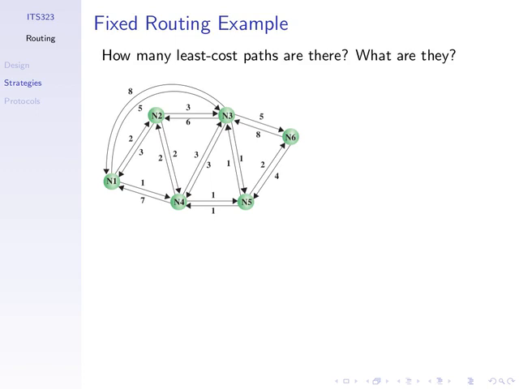Are there any other paths from 1 to 2 with a cost lower than 2? A cost of 1? I don't think so. This is 5. 1 plus 2 is 3. You're not going to get lower than 2. So the least cost path from 1 to 2 is node 1 to node 2. The path cost was 2.